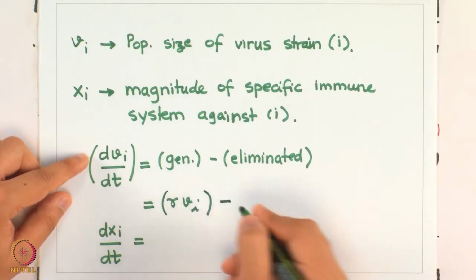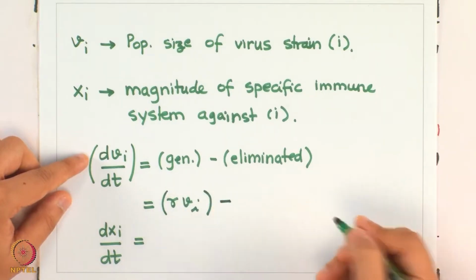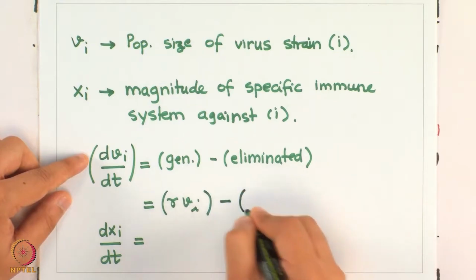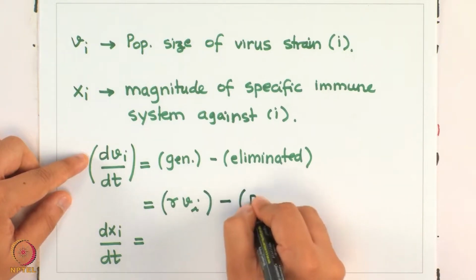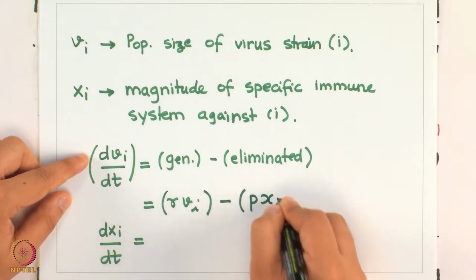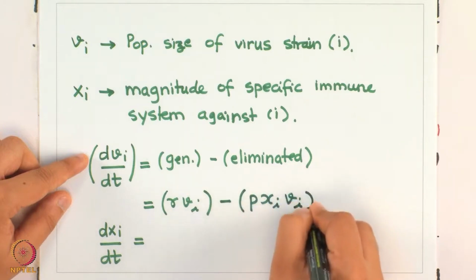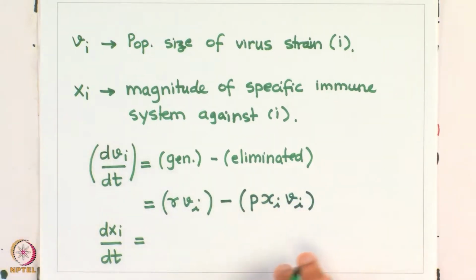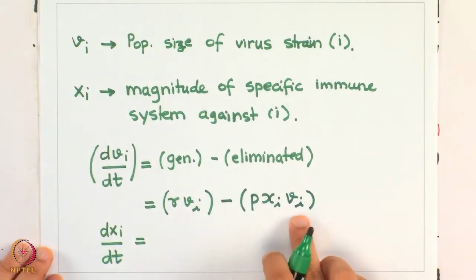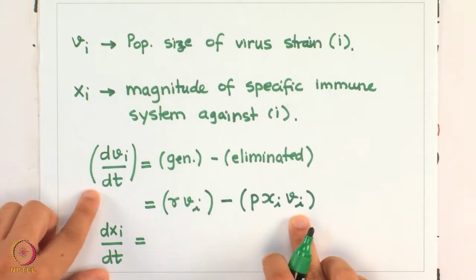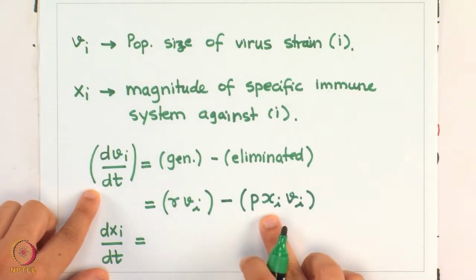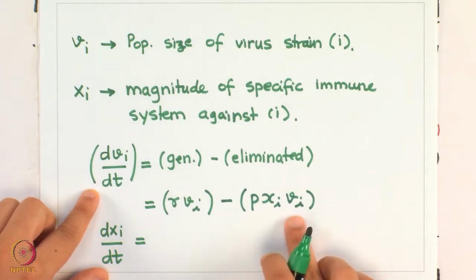Now, virus particles are going to get eliminated because of the immune system, and that rate is given by this term, P times Xi times Vi, which is obtained by multiplying the number of virus particles we are talking about here by the immune response against that particular virus strain.